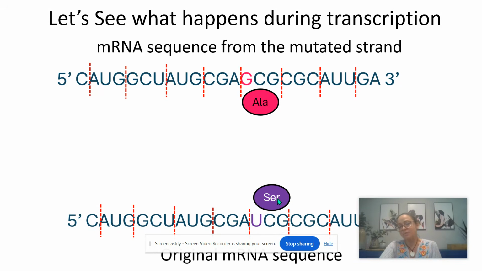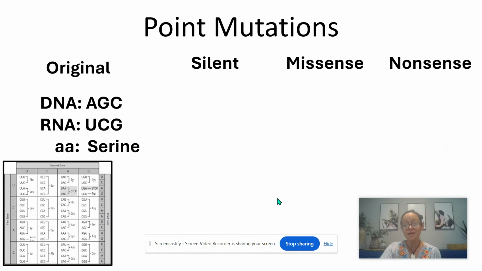So this example would actually be a missense mutation. Now there are a couple different outcomes that can happen from point mutations. They can be silent, missense, or nonsense.